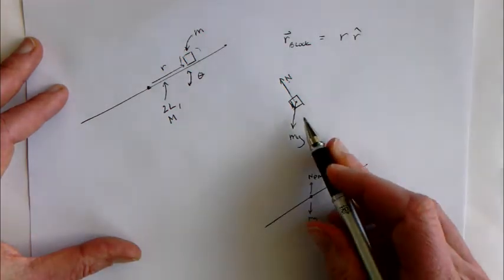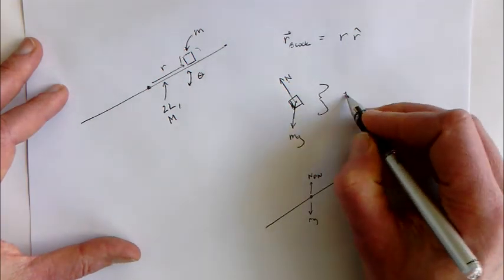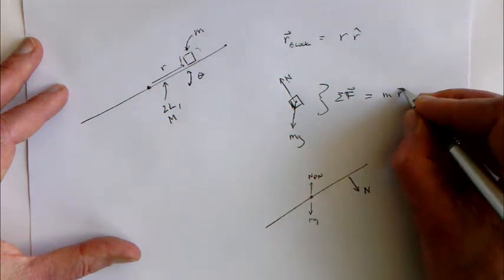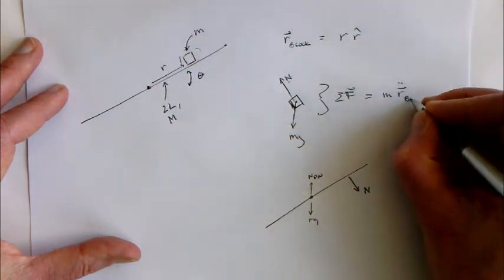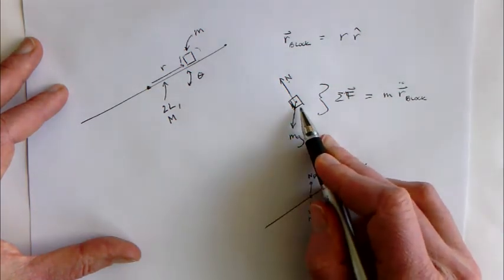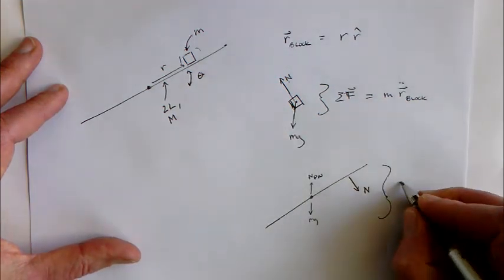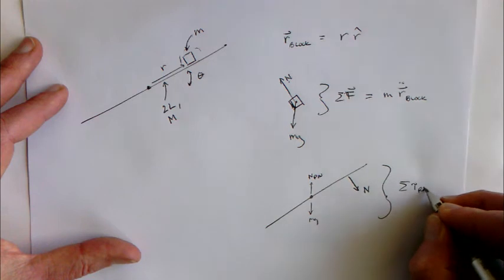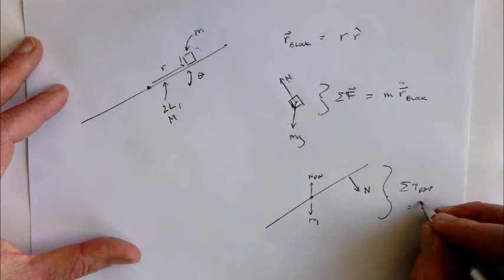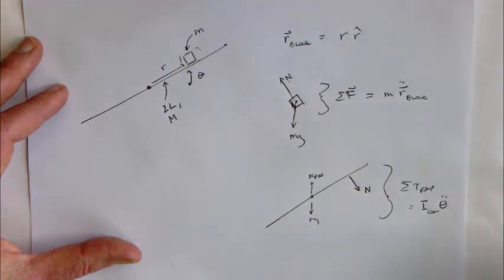Now once I've done that, I can start to say, okay, what is the sum of forces on the block? Well, the sum of forces on the block tells me what the mass times the acceleration of the block is. Since the block is only a particle, I only need to think about sums of forces on it to figure out equations of motion. By the same token, if I think about the ramp, the only thing I need to think about is the sum of torques on the ramp, which tells me the time rate of change of the angular momentum of the ramp, or the moment of inertia of the ramp about the center of mass times theta double dot.